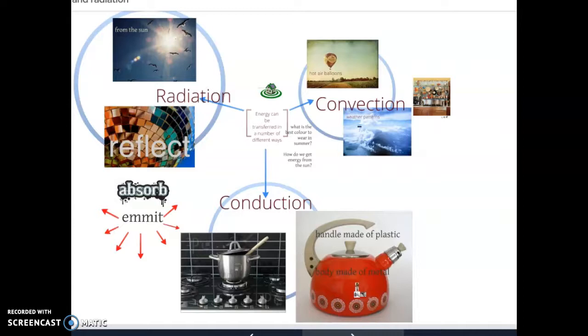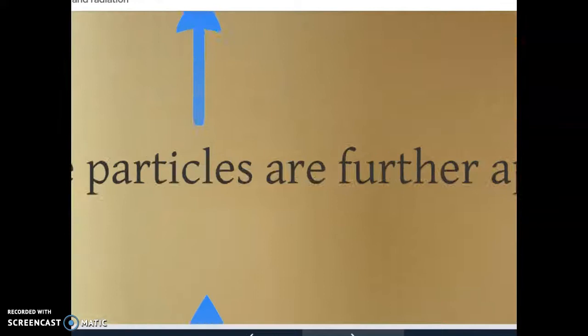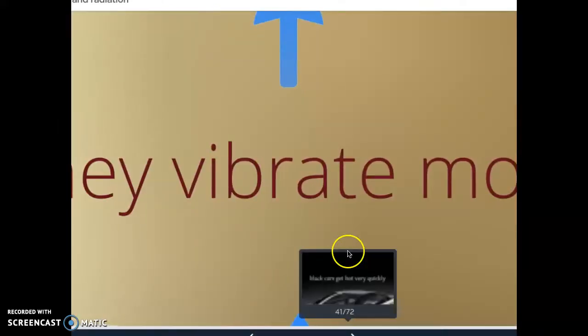So this involves 4 basic ways of energy movement, but we're going to focus on 3: radiation, convection, and conduction. And the last one, which is evaporation, we're not going to talk about that today, but it's important to bear that in mind. So convection happens when you get hot air rising.